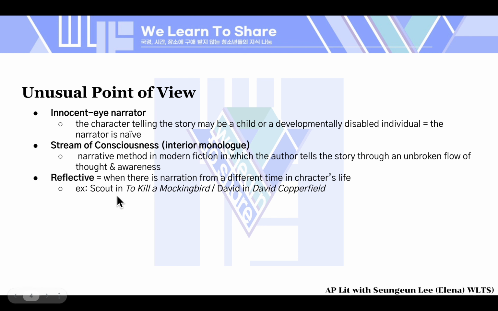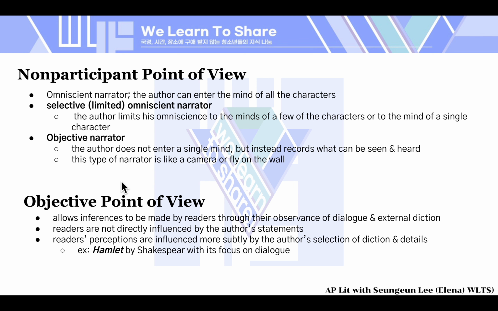An example of this would be Scout in To Kill a Mockingbird and David Copperfield. So both Scout as a narrator and David as a narrator use reflective point of view in the book. And then there is also non-participant point of view. So it's like an omniscient narrator. The author can enter the mind of all the characters, like the omniscient third point of view.